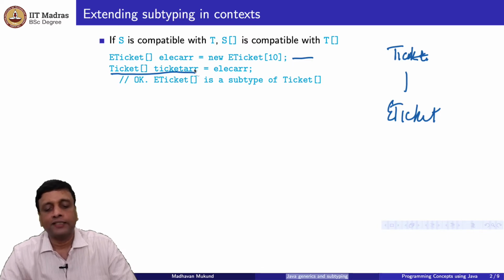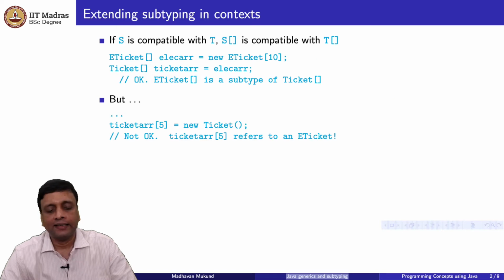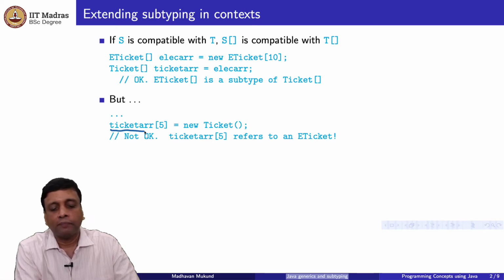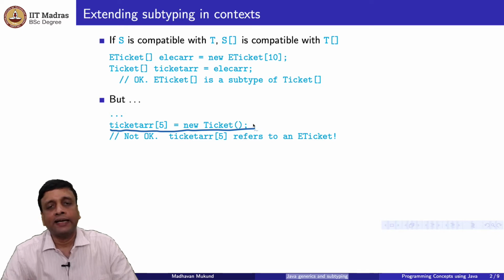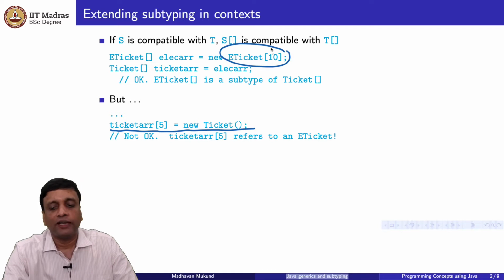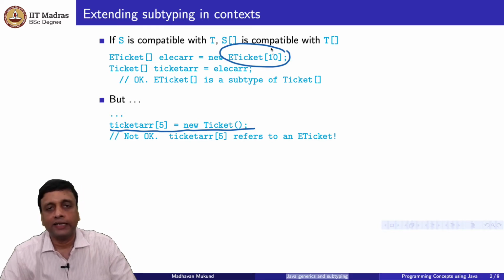Notice that after this, ticket array and elec array are both pointing to exactly the same object, which is actually an object of e-tickets, and in fact it was created as an object of e-tickets. But because I don't have this information statically, I could write in my program an assignment to the ticket array directly and try to rewrite position 5 in the ticket array by a new ticket. But position 5 in ticket array is actually position 5 in this e-ticket array. So it's expecting only e-tickets there because that's how this array was declared. Ticket array was just a kind of alias for this.